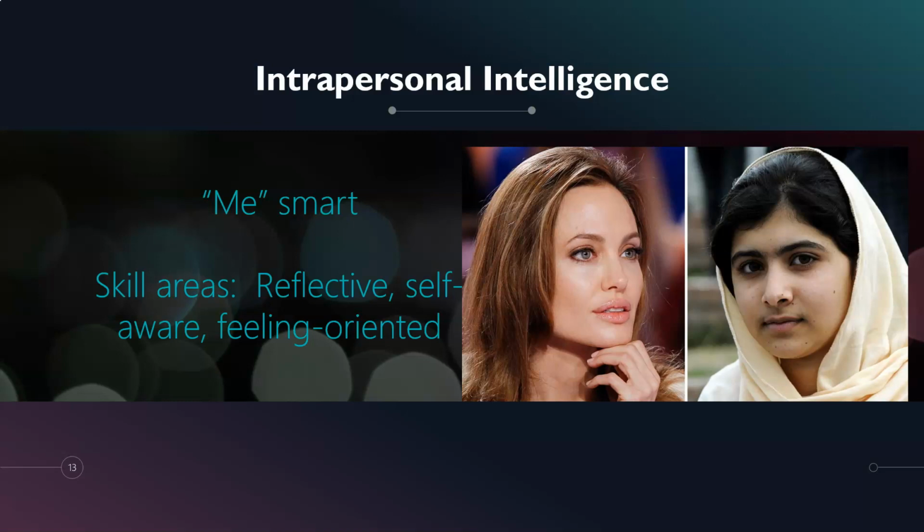So professions might be an independent business owner, a writer, a philosopher, somebody who's deeply entrenched in their own values and beliefs and becomes an activist for some kind of cause, which is why I have on the screen Angelina Jolie, an actress, and Malala, which we've talked about before, also an activist. So this would be an example of intrapersonal, and it is a type of being smart and solving problems.